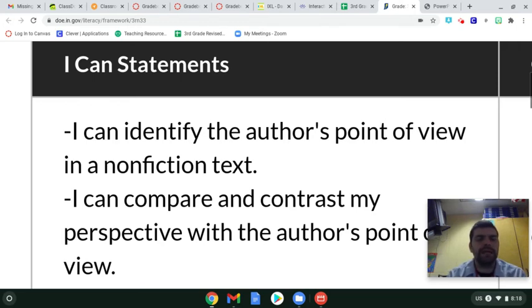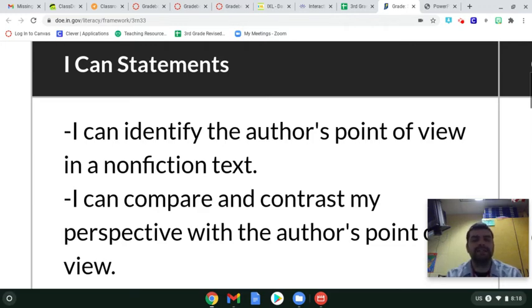Okay. So our first I can statement is I can identify the author's point of view in a nonfiction text. So let's talk about what that means a little bit. A nonfiction text we know is a teaching book, and an author's point of view is what they believe, what they want you to know about a topic, the point they are trying to get across to you. So if we're reading a nonfiction text and we're asking what is the author's point of view, we are asking what does the author believe about this topic? What does he or she want you to know about this topic?